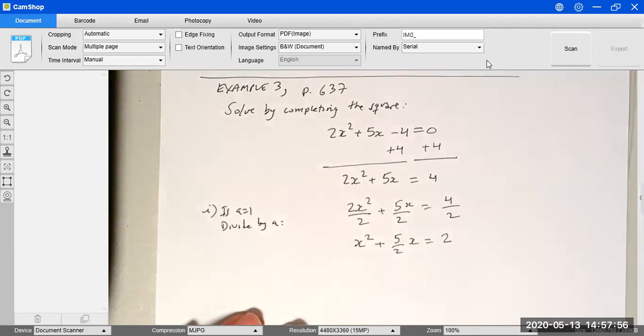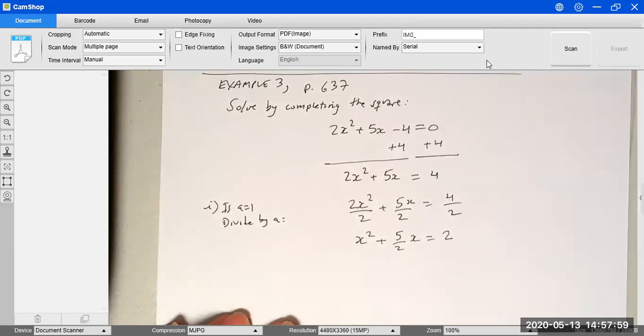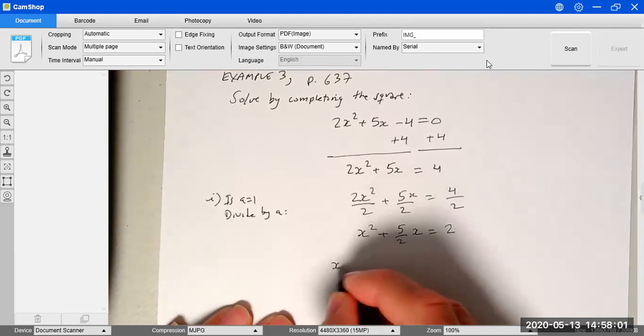Now we're gonna complete the square. So we need to make room.